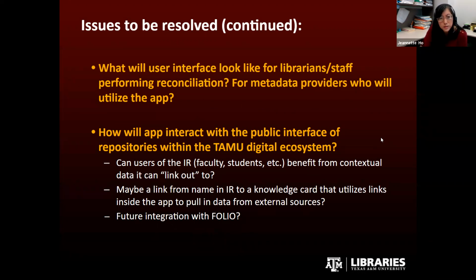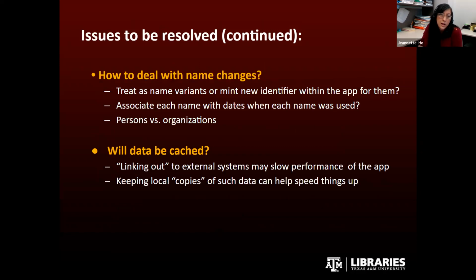And another issue is how will the app interact with the public? So as you saw in the previous slide, our digital ecosystem is incredibly complex with various platforms, various databases, Fedora, Avalon, Oak Trust, and we might possibly even rope in Folio in the future, although we don't know that at this time, but we're eventually going to add more components to it. So how can we have the public interact with the app across these various systems and databases in a seamless manner? So next slide.